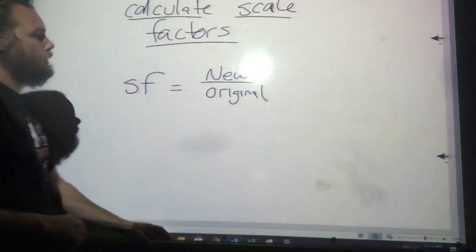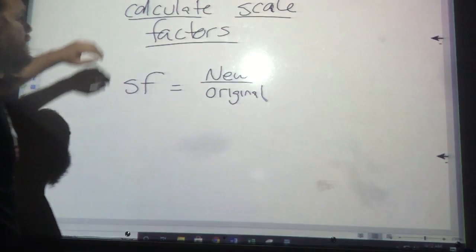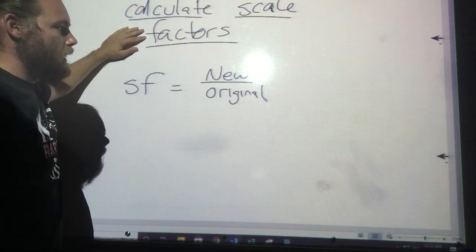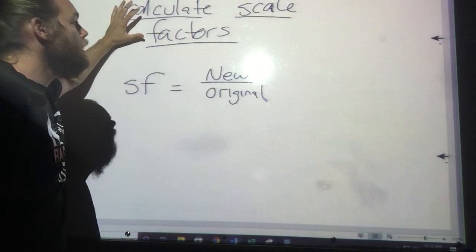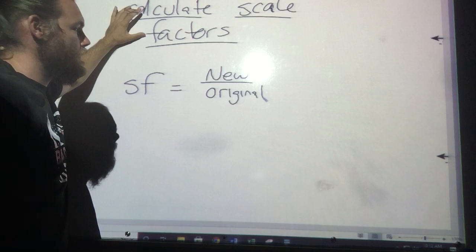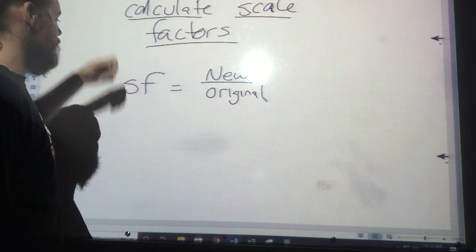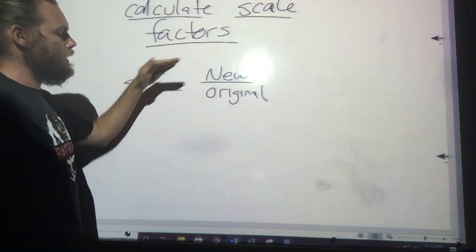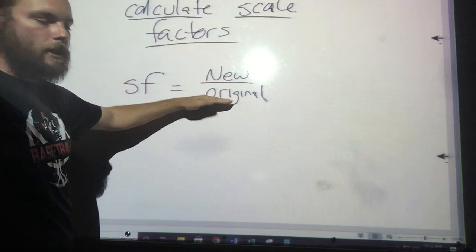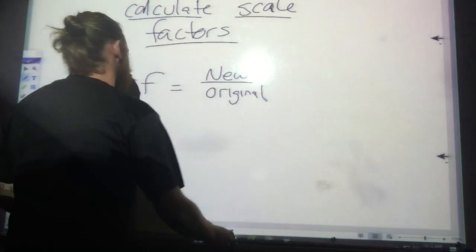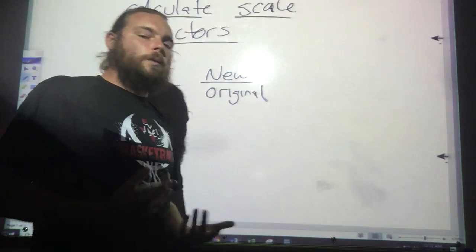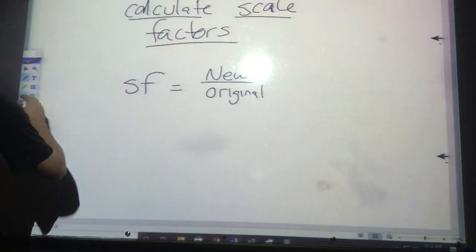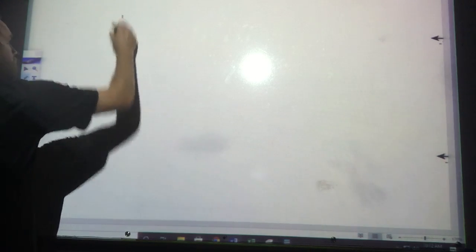We're going to do a couple examples, so don't freak out yet. To calculate a scale factor, because your work at the end of the week is going to ask you to calculate the scale factors of the images. Okay, so to calculate a scale factor, take your new and divide by the original. Okay? So the question might come up, how do you know which one's the old one and which one's the new one? Okay, so let's say you're given two shapes.